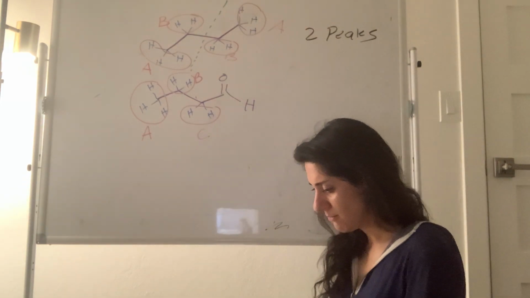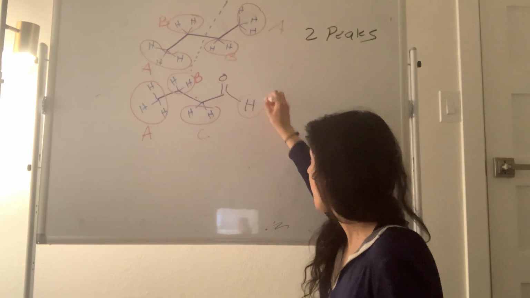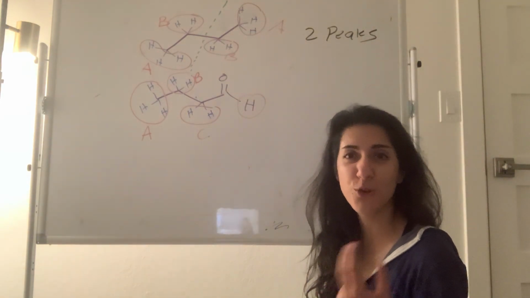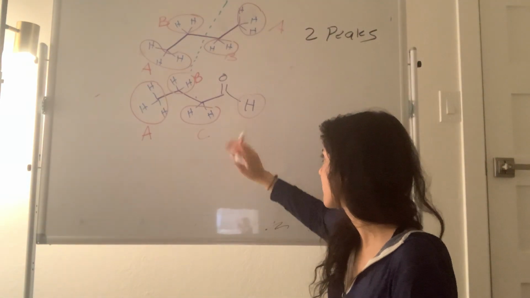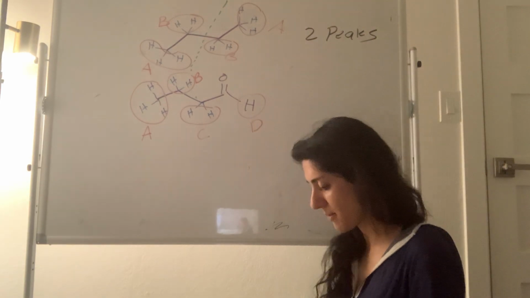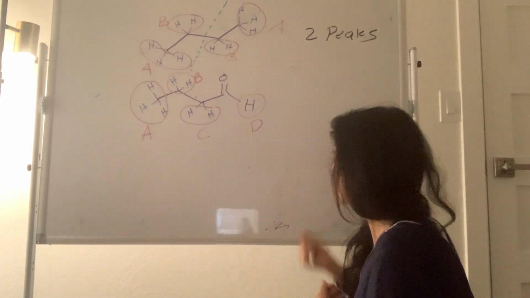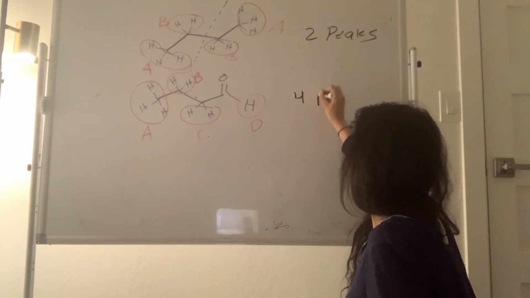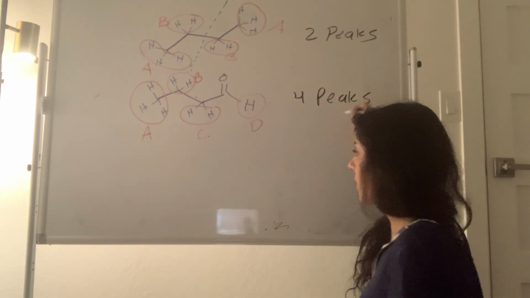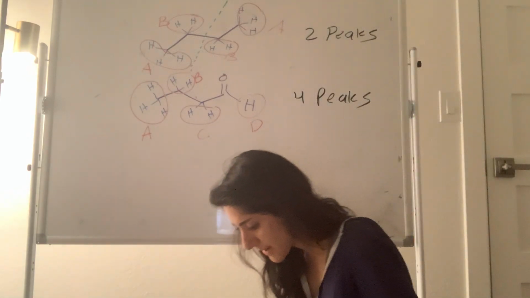Now, don't forget, this is another hydrogen. We're looking for unique sets of hydrogen. This is a hydrogen for the aldehyde. So how many unique peaks? We are going to get 4 peaks on the NMR.